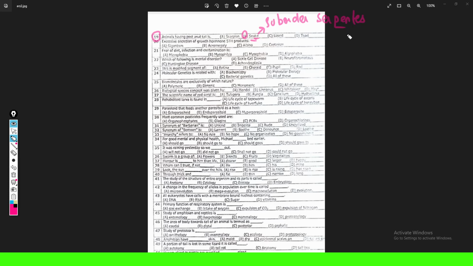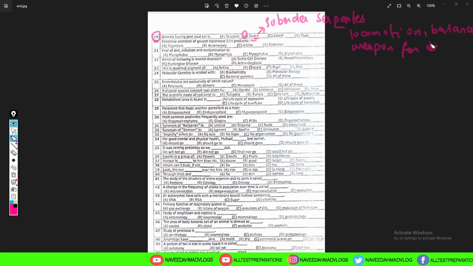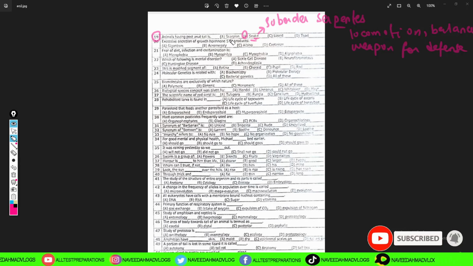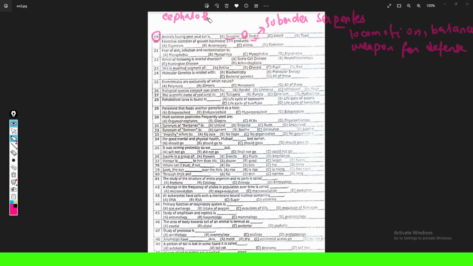And the post-anal tail in snake is responsible for locomotion, balance, and as a weapon for defense. So the correct option in question number 19 is snake. Scorpion is a member of arachnids, and they do not contain a tail, and their body contains two regions, the cephalothorax, in which the head and thorax region is present, and the abdomen.